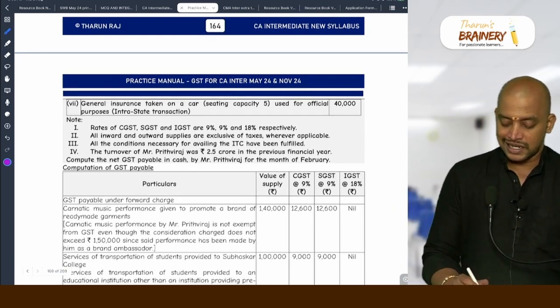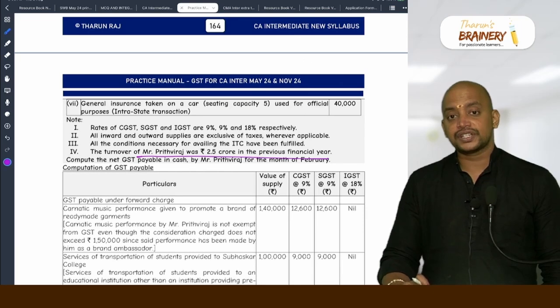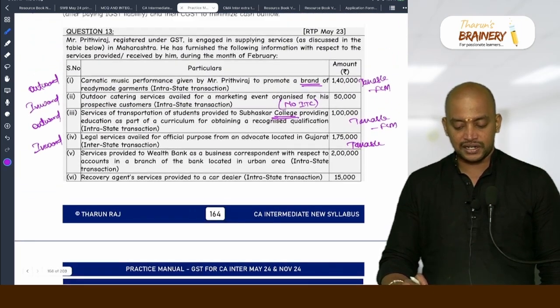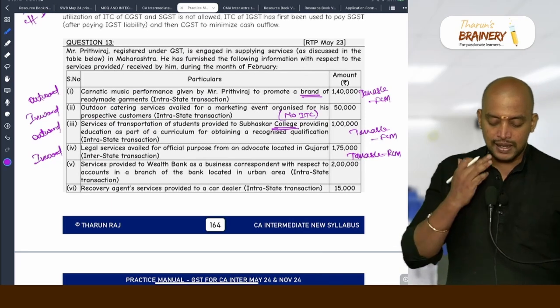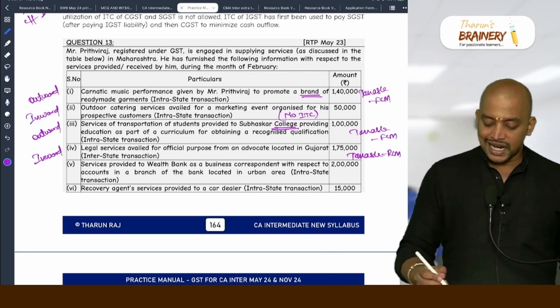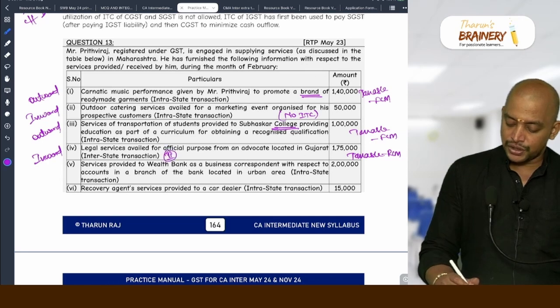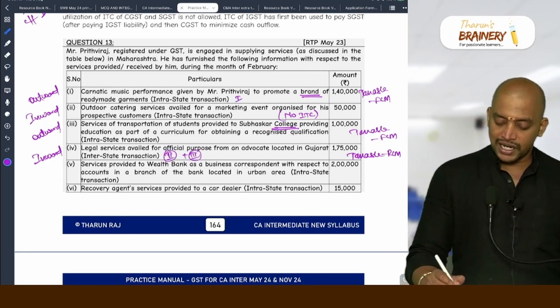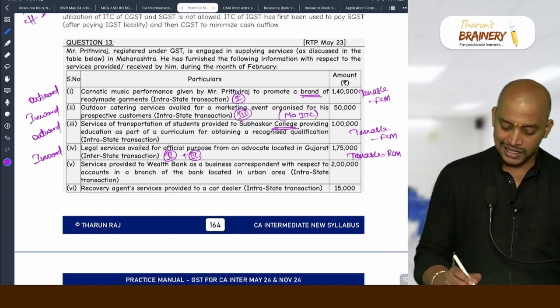No, it exceeded. 4th point, you see, the turnover of Prithviraj was 2.5 crores in the previous financial year. So, it will be taxable under RCM. Then services, and can we take ITC also? Yes. So, it will come in statement 2 as well as statement 3. First one will come only in statement 1. Second one will come in statement 3, but we cannot take ITC.